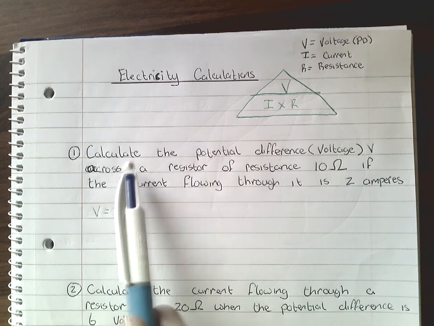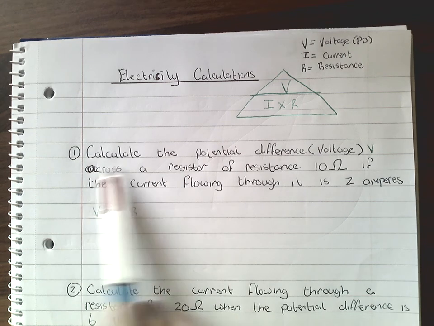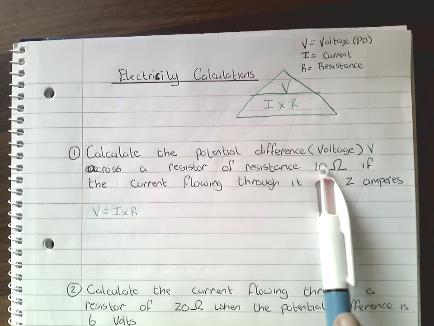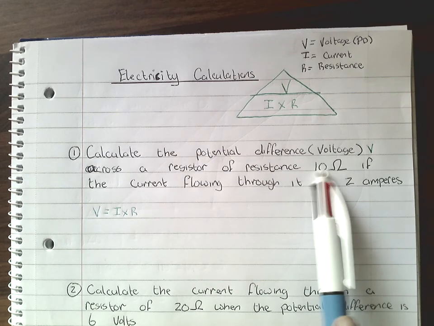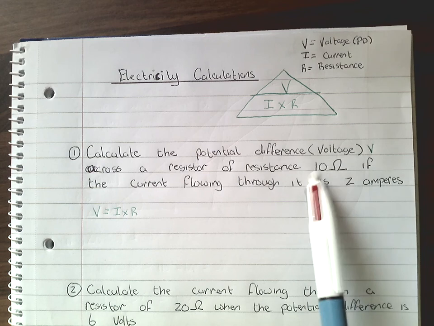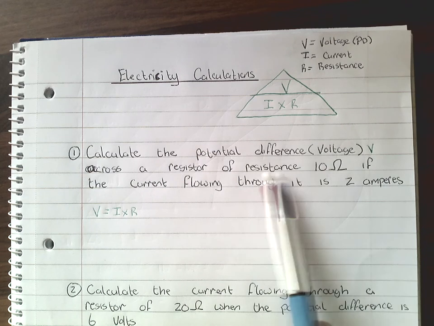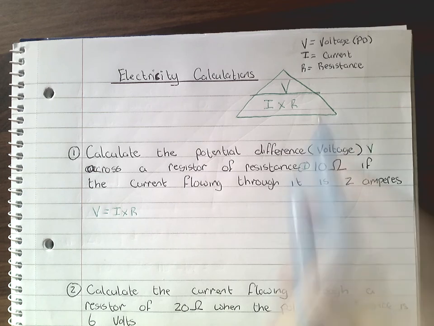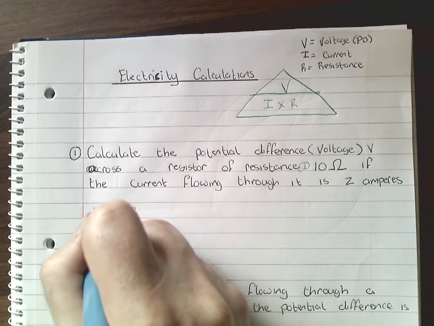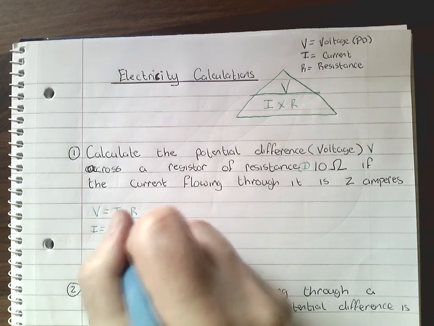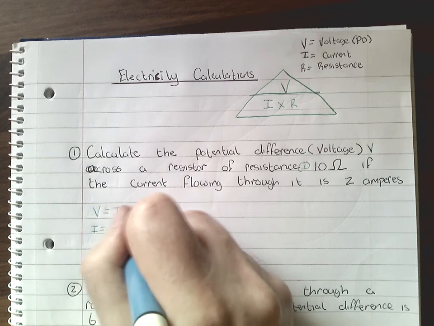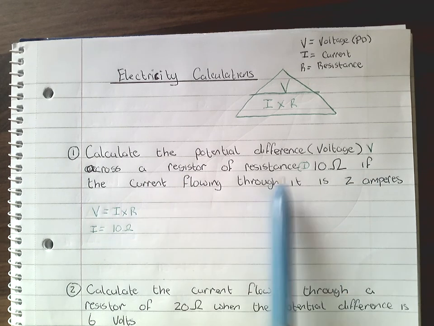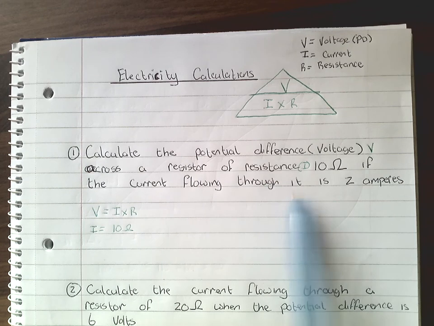Now we can read the question and see what it gives us. It tells us to calculate the potential difference, so that's what we're trying to calculate, V, across a resistor of resistance 10 ohms. Remember, resistance is in ohms, and this is the symbol for ohms. Resistance is represented by the capital letter R. So we can just write in what we have. So R is equal to 10 ohms, like so.